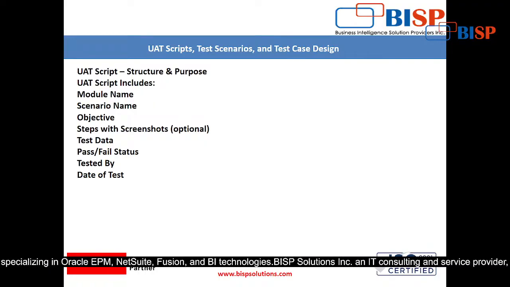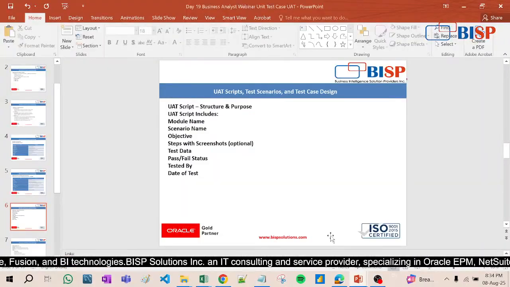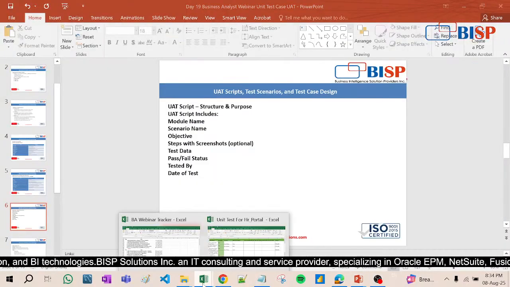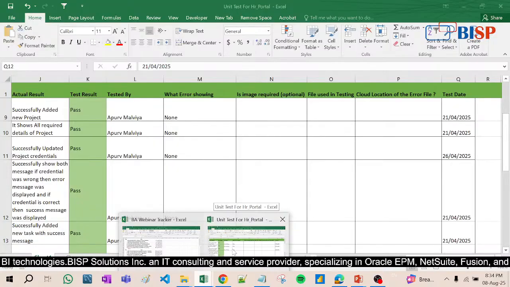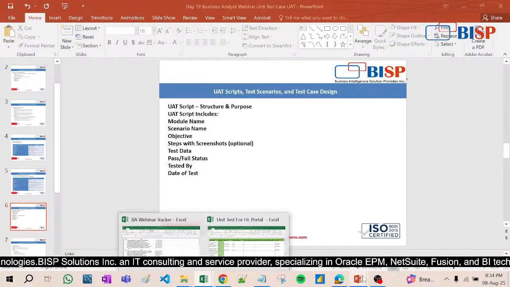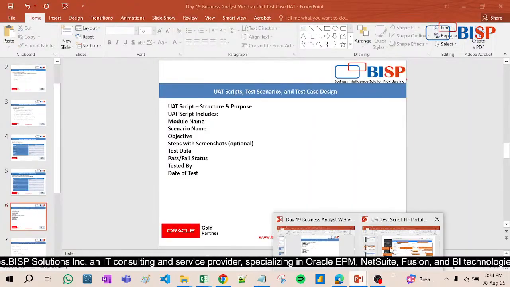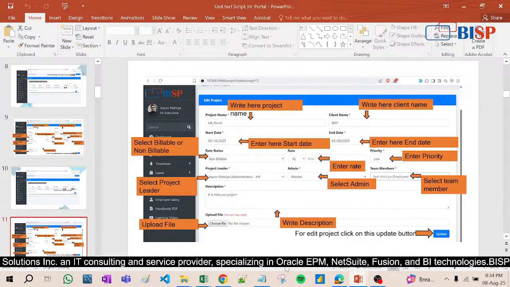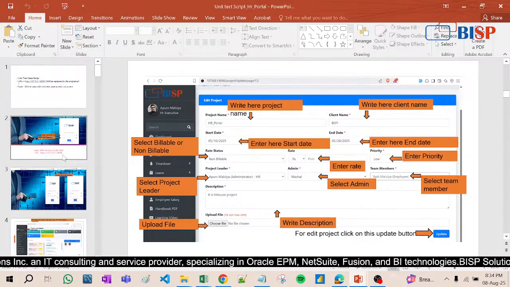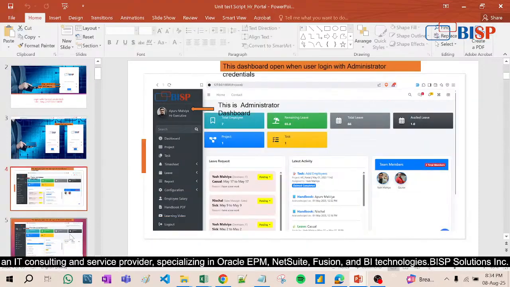Okay. Now see here, the UAT script structure and purpose. We have seen the Excel sheet, now it is clear to you. Now what about the UAT test case script? This is the test script. Now I will show you exactly what is required here. Just a second.